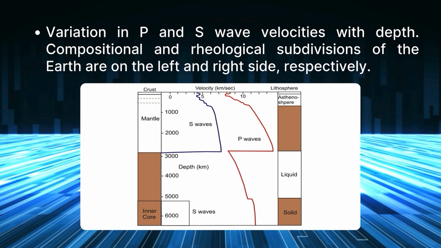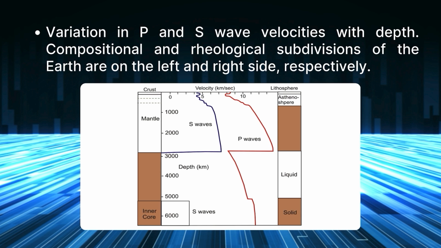This is the left side, these are the composition, and this is the rheological subdivisions of the earth. If you see here carefully, here is the crust. From 0 kilometer to 5 kilometers you have a slight rise in the velocity, but suddenly it changes its velocity and it increases here.